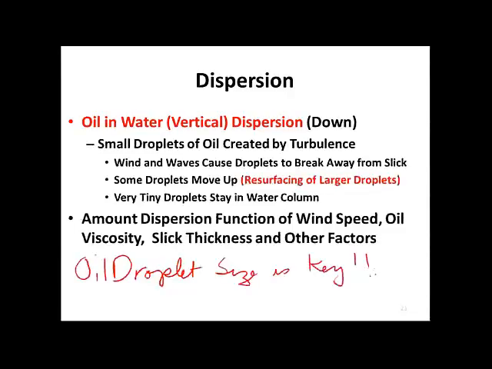The smaller droplets, when they move down in the water, are going to stay down in the water. The bigger droplets are going to be less dense, and they're going to float back up to the surface and basically go back into the slick. Okay? So the amount of dispersion is a function of the wind speed. Now, this is at the surface. The wind speed, the oil viscosity, or the thickness of the oil, the thickness of the slick, and several other factors. And we're going to talk about what those factors are.